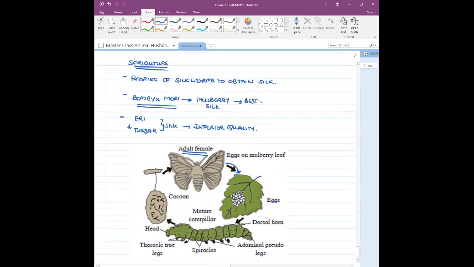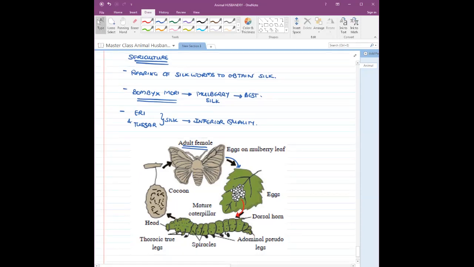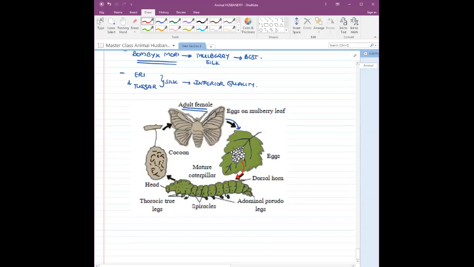Now the leaves are going to act as a support. Initially you are going to see that these eggs are sticking over here, but slowly, guys, you are going to see that they hatch and convert into the caterpillar. So this is nothing but your caterpillar. What is this caterpillar, guys? The caterpillar is actually nothing but the larva. This is the larva.